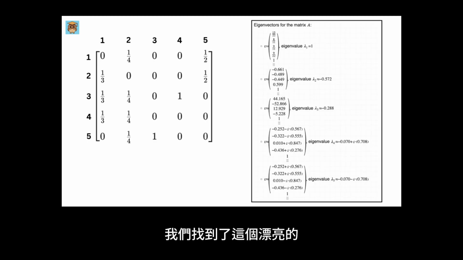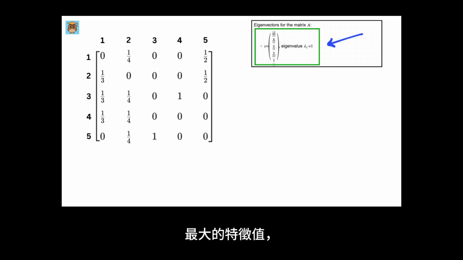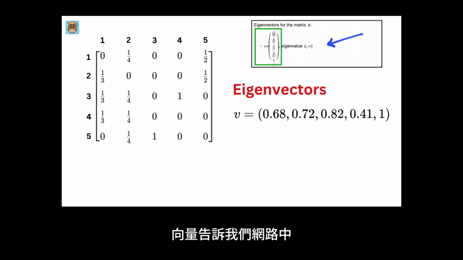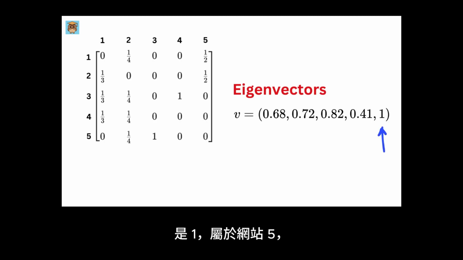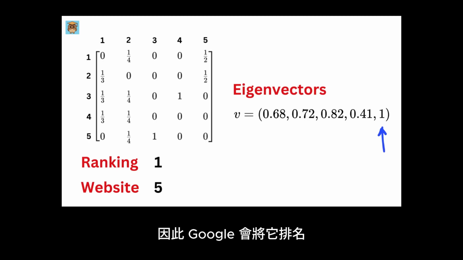We find this nice solution. The most important thing to note here is that the largest eigenvalue, which is this one, gives us the dominant eigenvector, which is this. This eigenvector tells us the relative importance of each website in the network. The website with the highest value in this eigenvector will be the most important website, meaning it will get the most traffic. The largest value in this eigenvector is one, which is of website 5, and thus it will be ranked 1 by Google.